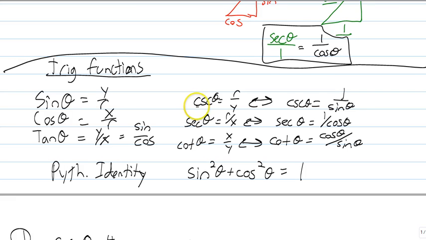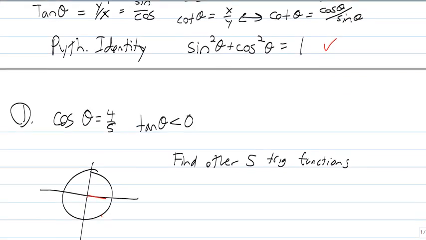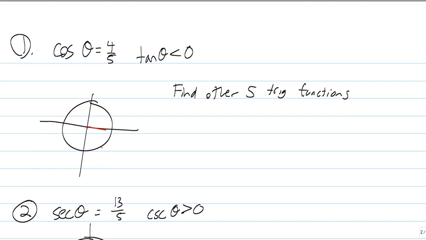We have 3 new ones. One's called cosecant. Now the funny thing is cosecant goes with sine, okay? And secant goes with cosine. Basically, cosecant is 1 over sine, secant is 1 over cosine, and cotangent is 1 over tangent, or you can think of it as cosine over sine, because it's flipped over. And we still have our Pythagorean identity, that is 1. So that's all stuff I'm giving you, so let's do this problem. So these are non-unit circle problems.